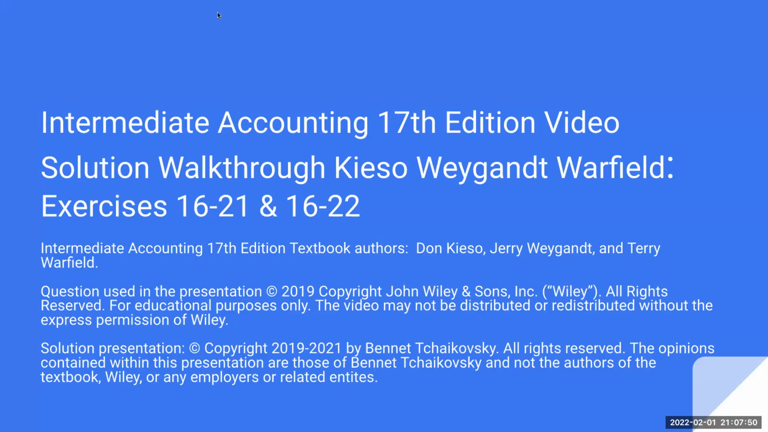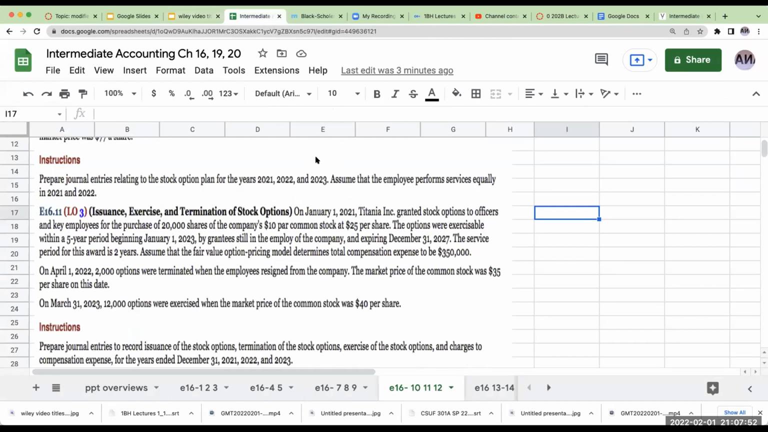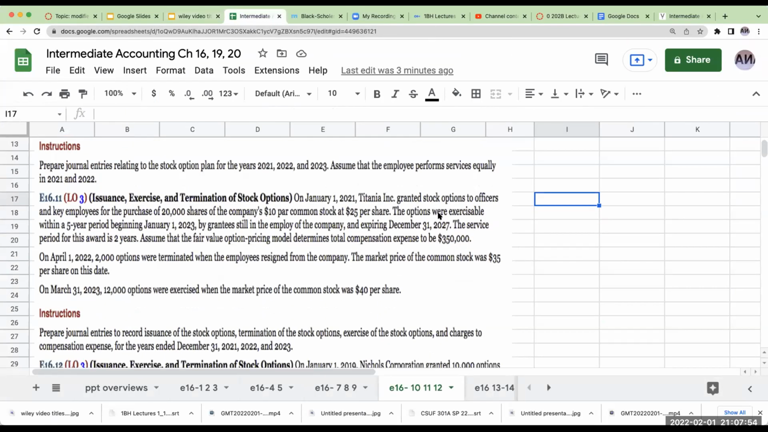Okay, let's have some accounting fun. Right over here. So Titania, granted, I'm not sure if I pronounced that correctly, but please someone correct me if I didn't do that right.